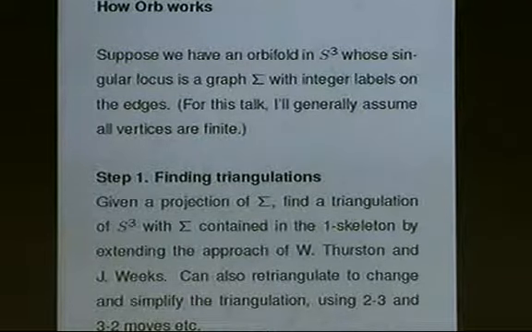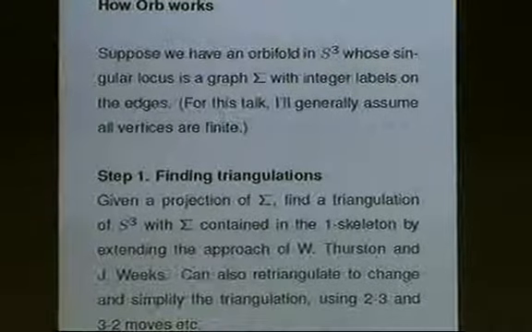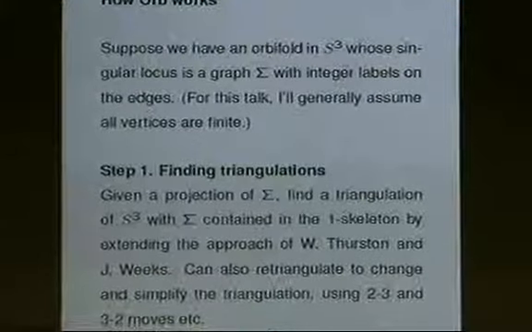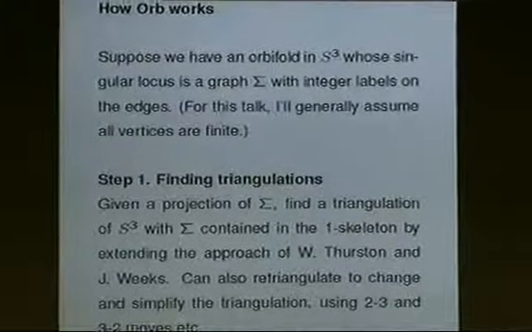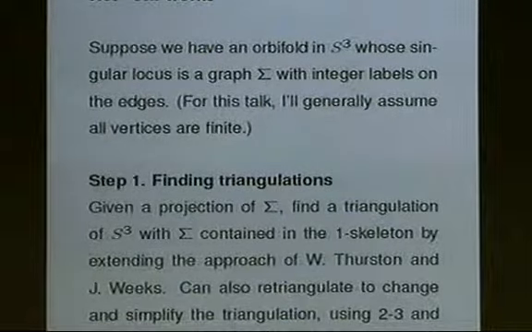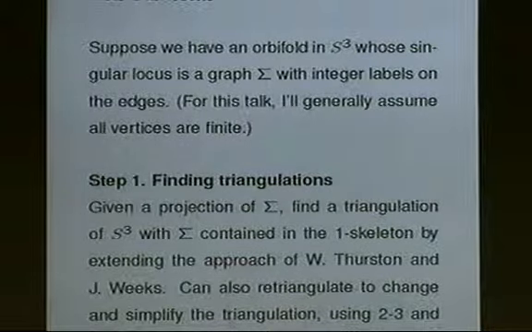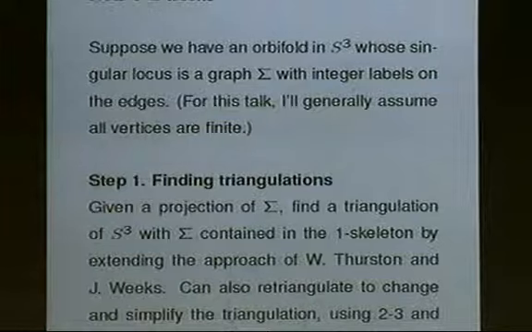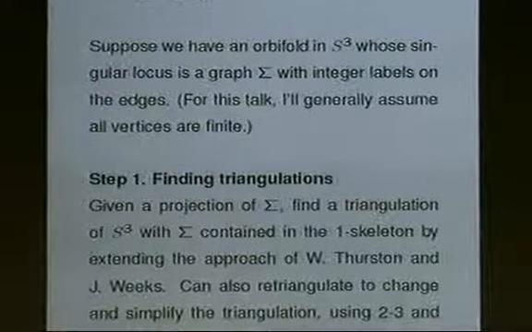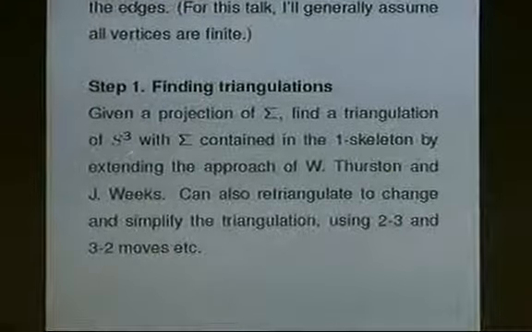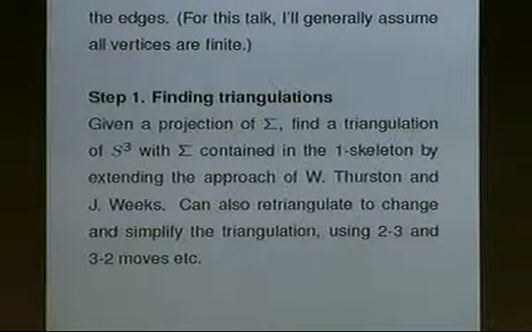So here's a brief outline of how it works. Let's suppose we've got something like an orbifold in the 3-sphere. The singular locus is a graph with integer labels on the edges. And I guess for today, let's just assume that all the vertices are finite to describe how things work. Okay, the first step is to find a suitable triangulation to work with. So given a projection of this graph, the first step is to find a triangulation of the whole 3-sphere with sigma contained in the 1-skeleton.